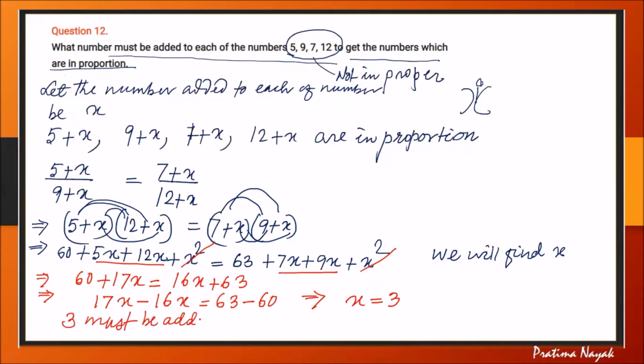You can verify the answer also. You can add 3 to all of them, that is to 5, 9, 7, 12, to see whether they are in proportion or not. They are in proportion.